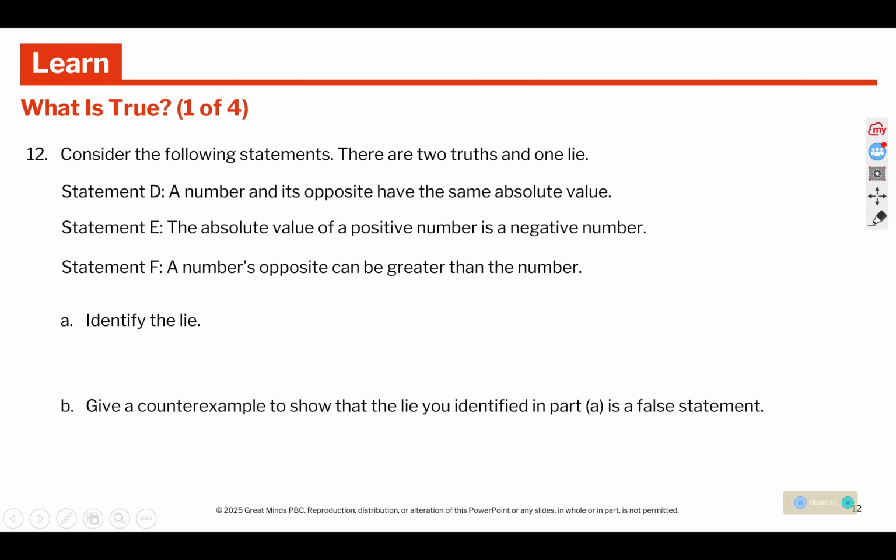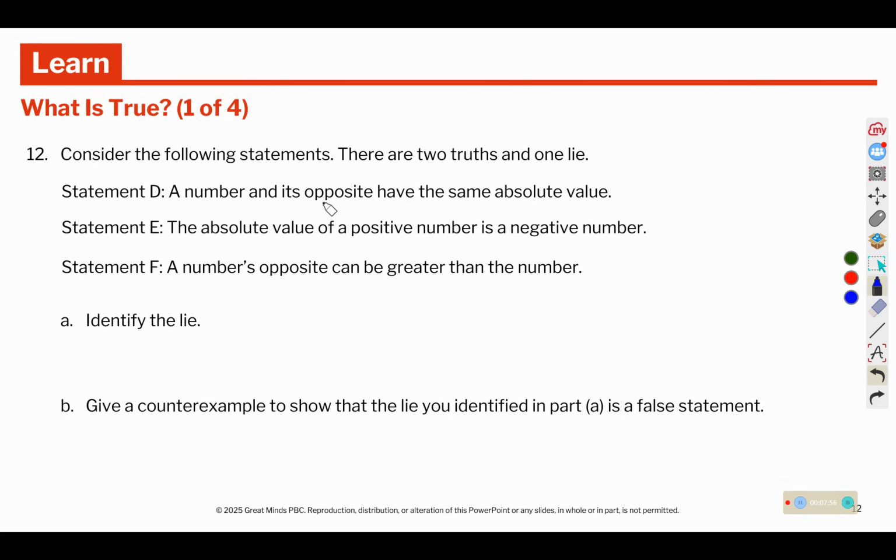Consider the following statements. There are 2 truths and 1 lie. Statement D. A number and its opposite have the same absolute value. Statement E. The absolute value of a positive number is a negative number. Statement F. A number's opposite can be greater than the number.